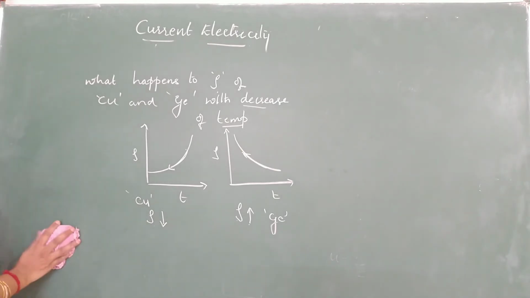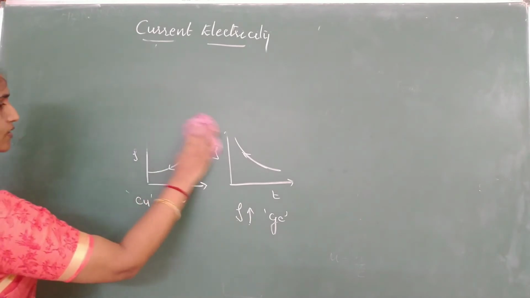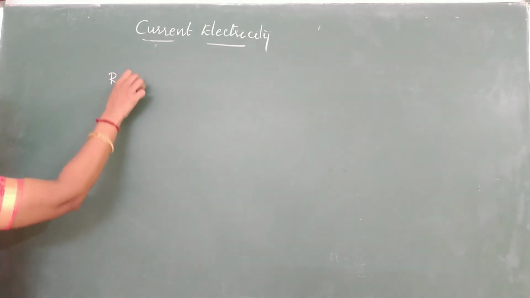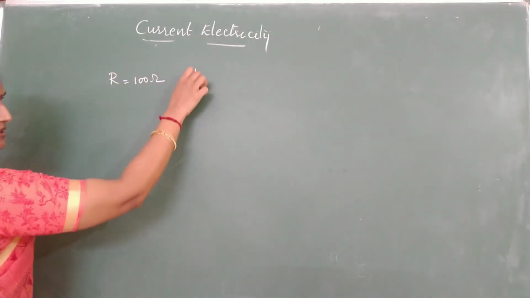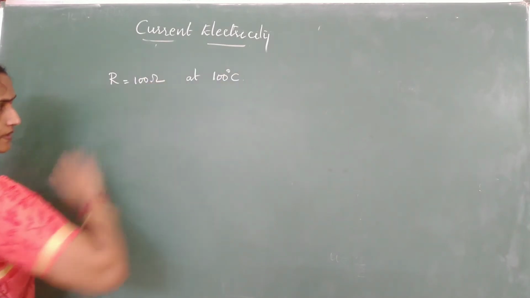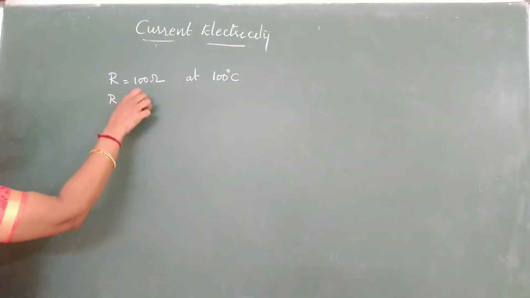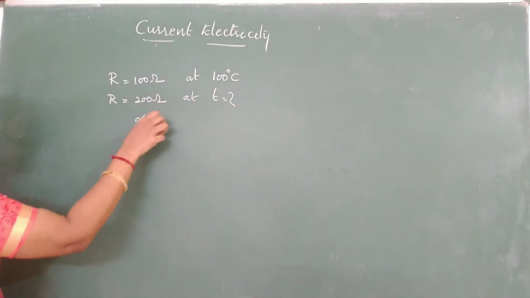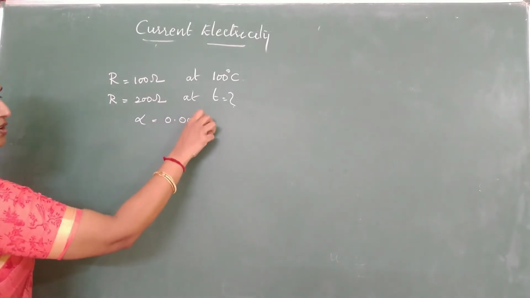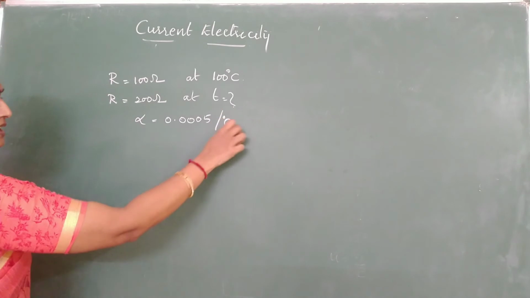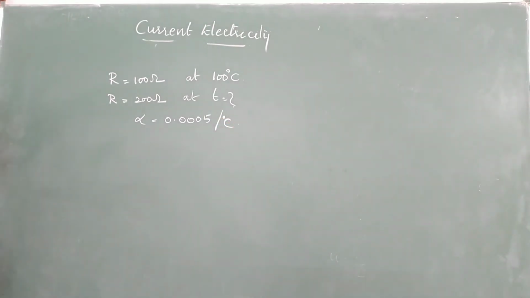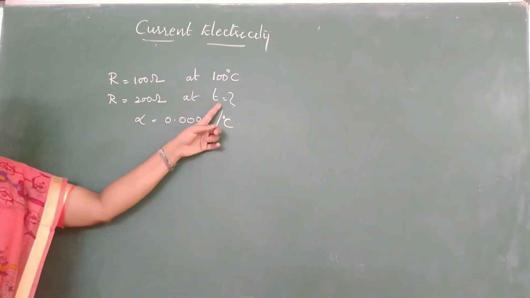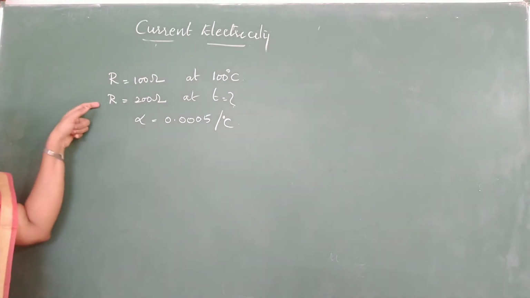Or sometimes the question can be like this. Resistance of a material or a metal is 100 ohms at 100 degrees. Then at what temperature will the resistance become 200 ohms? Given the temperature coefficient of resistivity is 0.0005 per degree centigrade. So from this data you need to find out the temperature at which resistance increases to 200.